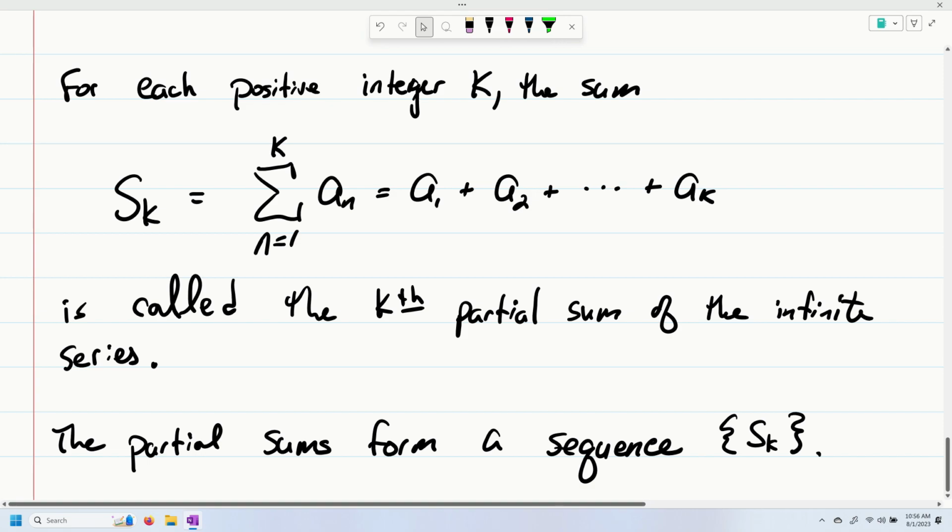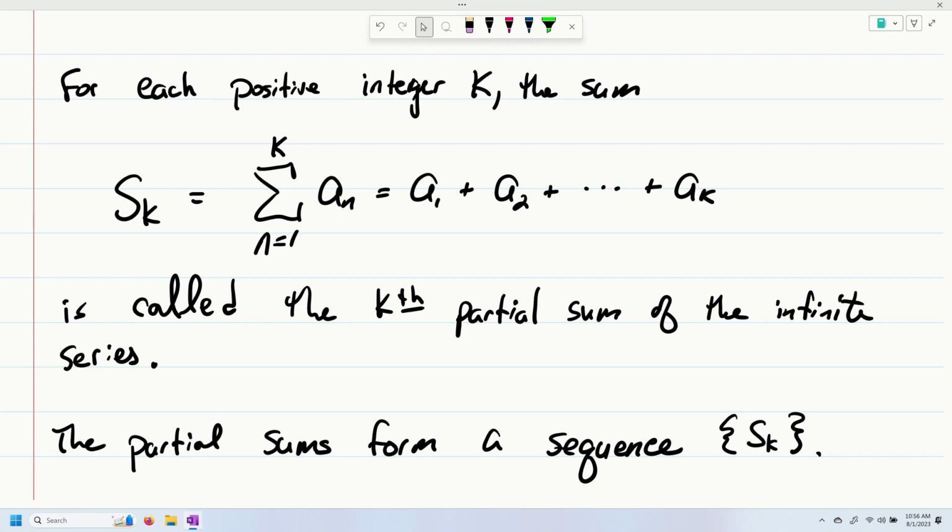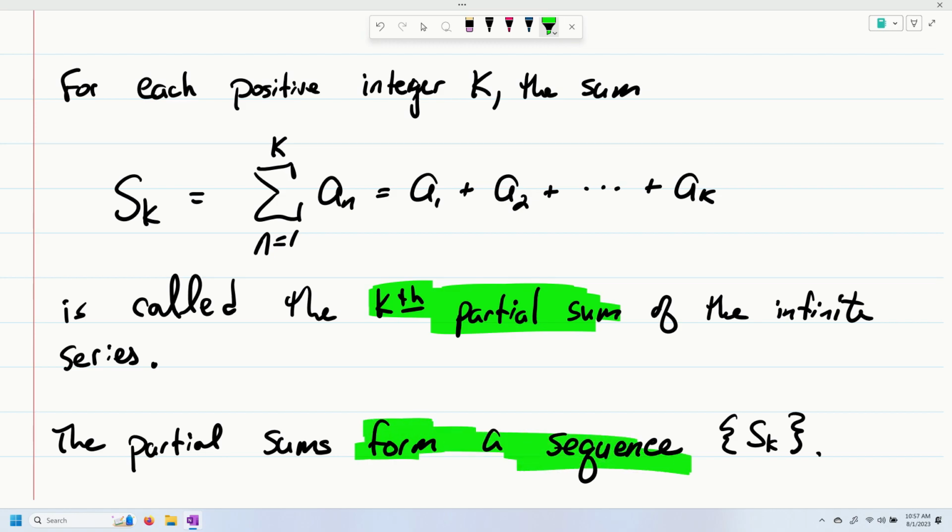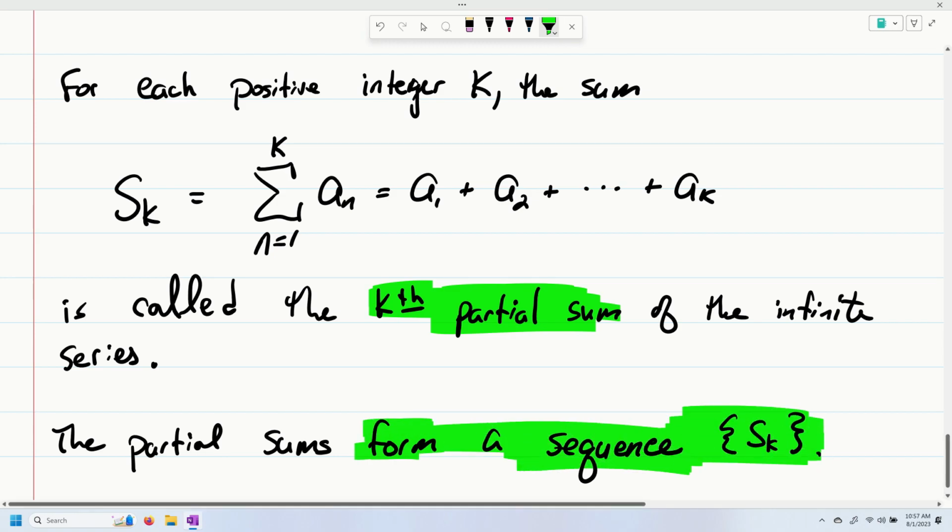For each positive integer k, the sum denoted s sub k is equal to the summation from n equals 1 to k of a sub n, which is defined as a1 plus a2 all the way up to some finite number a sub k. Now, this is called the kth partial sum of the infinite series. The partial sums will form a sequence denoted S sub k with the braces.